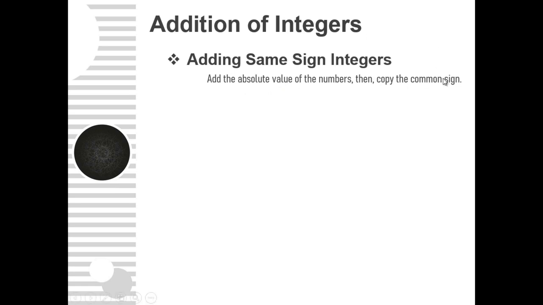And then copy the common sign. Okay? Add the absolute values, then copy the sign of the two, because they have the same sign. Now, for example, 1 plus 1 equals 2. Since both are positive, the answer is also positive 2.